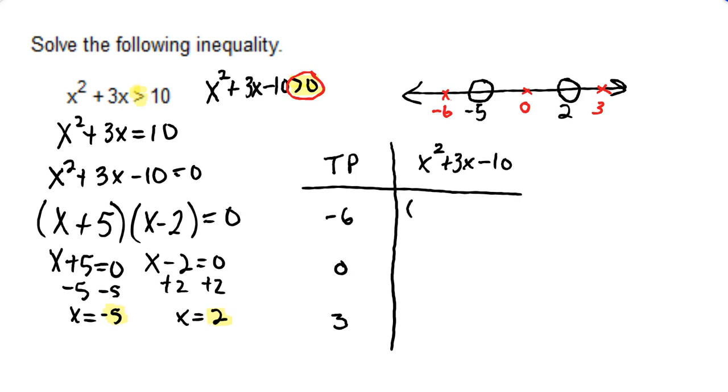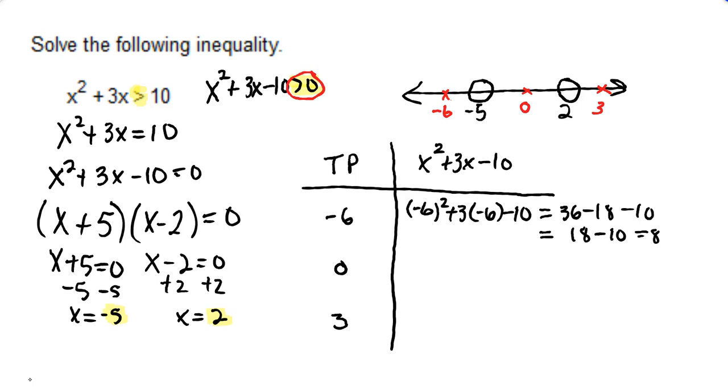So for -6, we get -6 squared plus 3 times -6 minus 10, and that's 36 minus 18 minus 10. 36 minus 18 is 18, and 18 minus 10 is 8. So what we found is that in this interval, the leftmost interval, our expression is positive. Let's continue with the next test point.